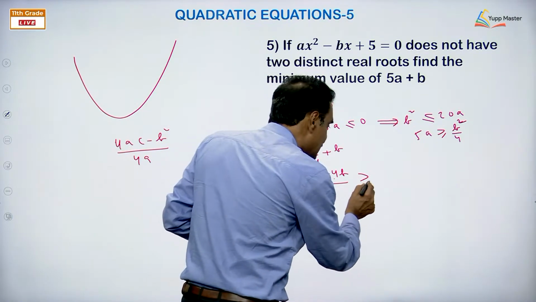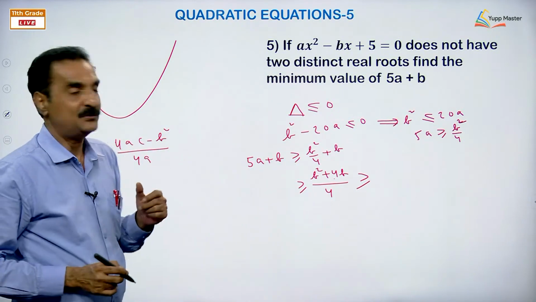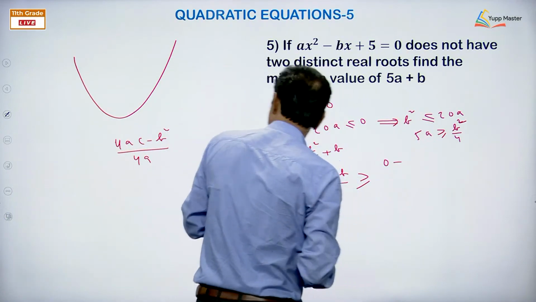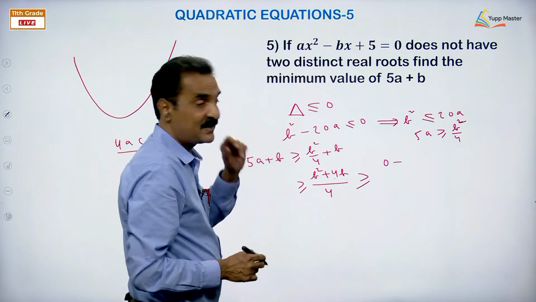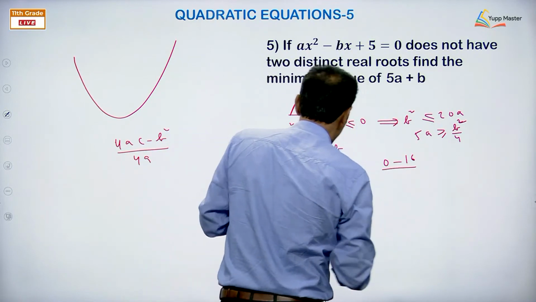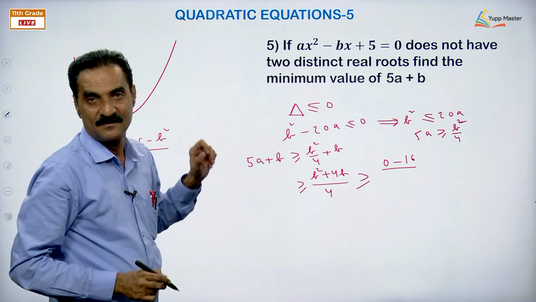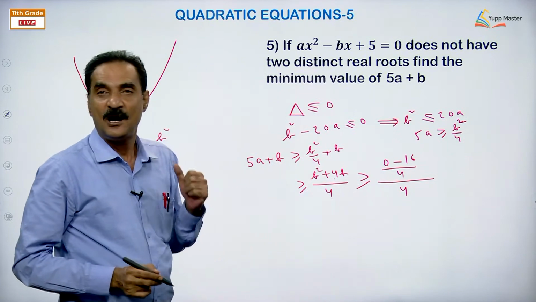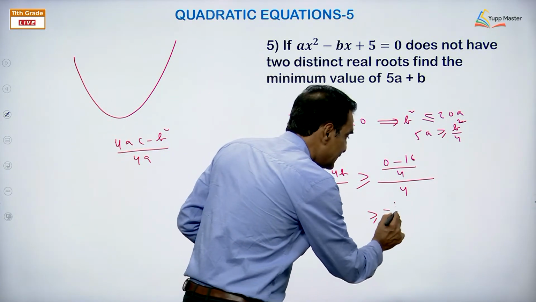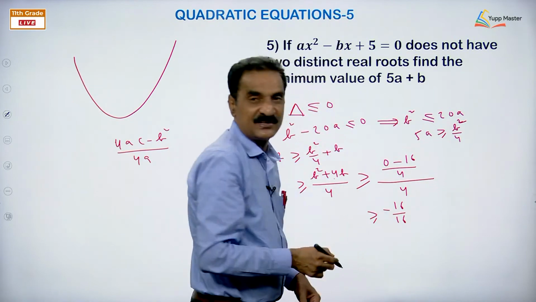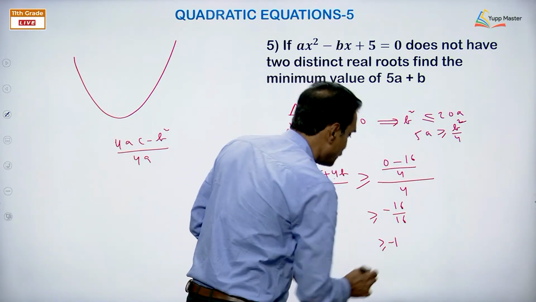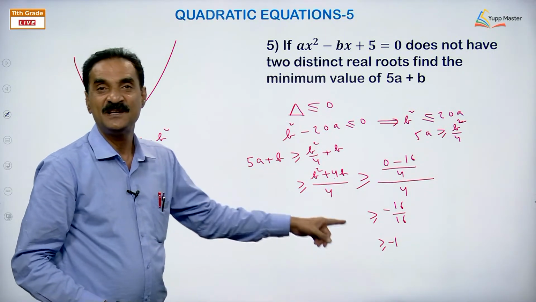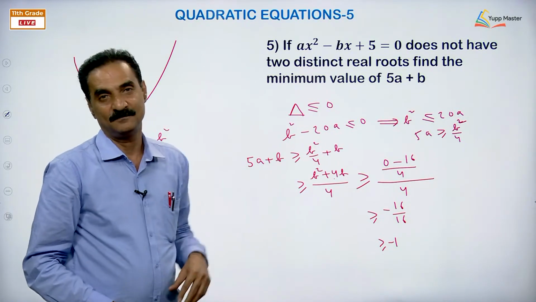So, it is greater than or equal to its minimum value. 4ac means c is 0, no? So, 4ac is 0 minus b square means 4 square 16 by 4a, 4 into 1, 4, whole divided by 4. How much you will get? Minus 16 by 4 into 4, 16. It is greater than or equal to minus 1 for any value of b. So, the minimum value of 5a plus b is equal to minus 1.